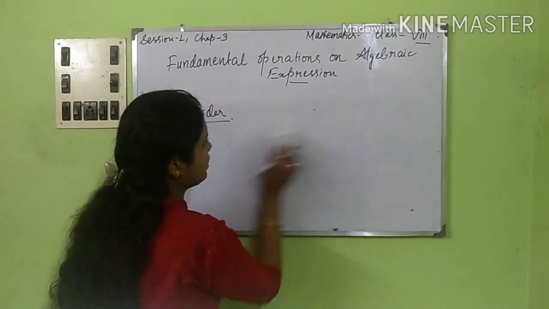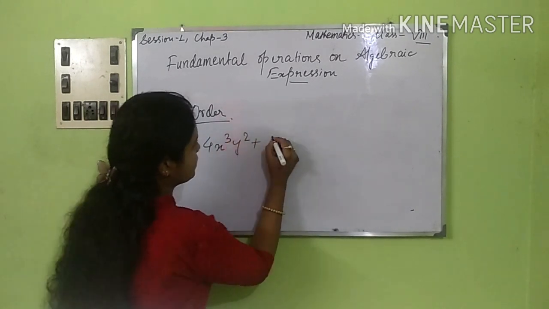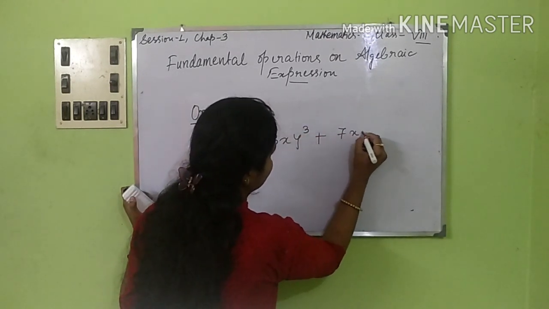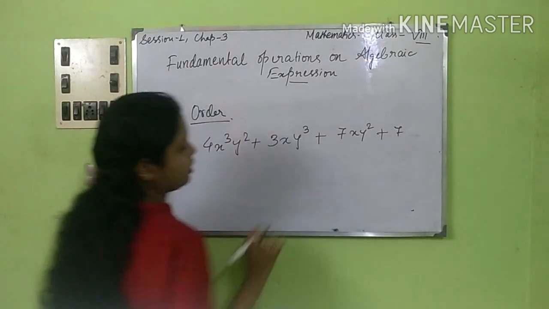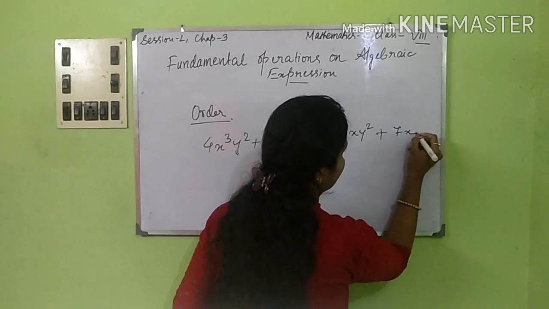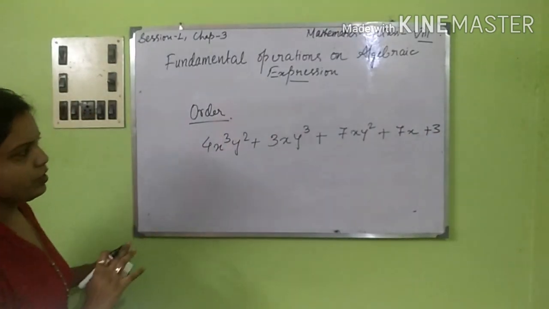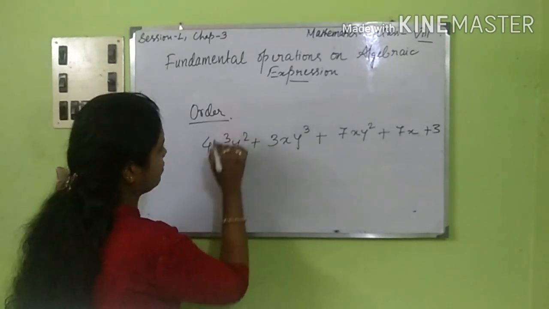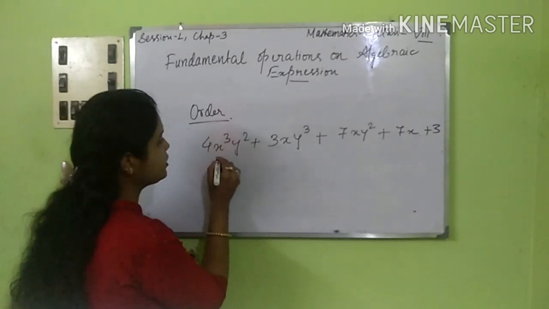Next, another case. Suppose it is 4x cube y square plus 3xy cube plus 7xy square plus x plus 3. Suppose this is an equation. How many terms are there? 1, 2, 3, 4, 5. 5 terms are there. Now for this particular term, what is the power of this particular term? I didn't say the equation, the term, this particular term.